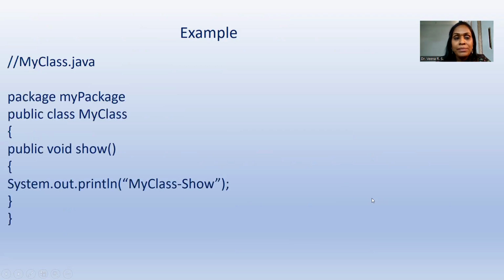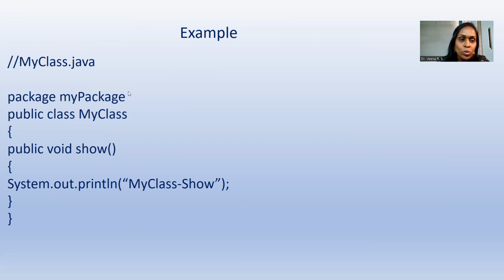Just an example. Suppose we have created a file with the name myclass.java. MyClass is nothing but a class which should be stored in a separate package. So I am creating a class with the name MyClass, in which we have defined a method named show, which contains some statement like MyClass show. And this class, I want to put it in a separate package. The name of the package is mypackage. So the first line in myclass.java is package mypackage.